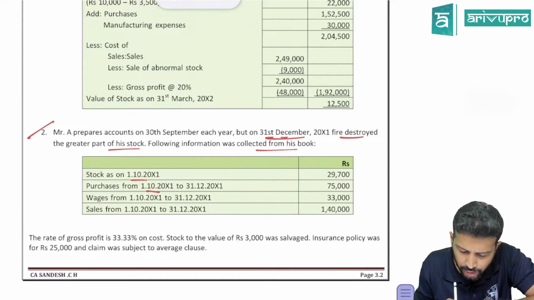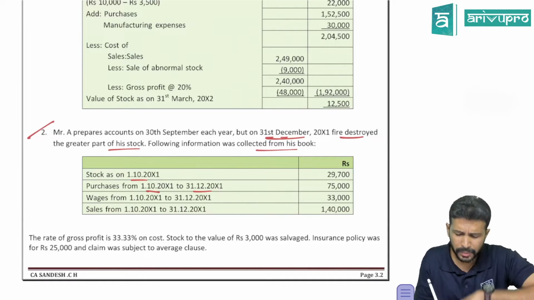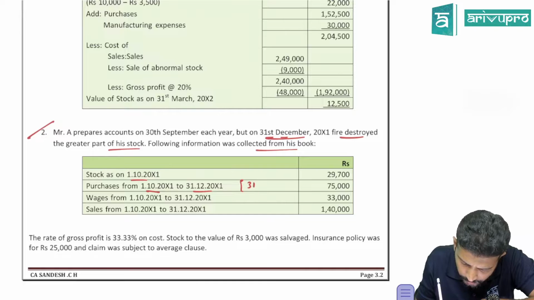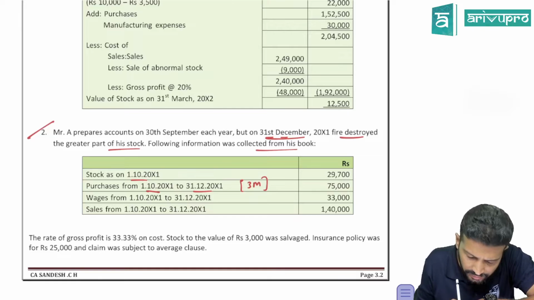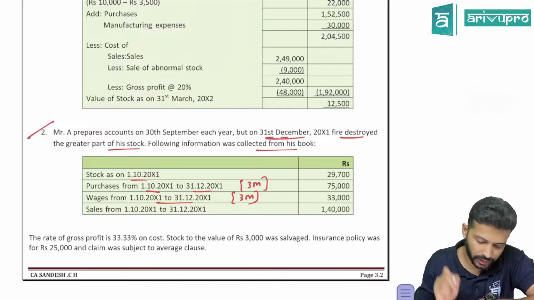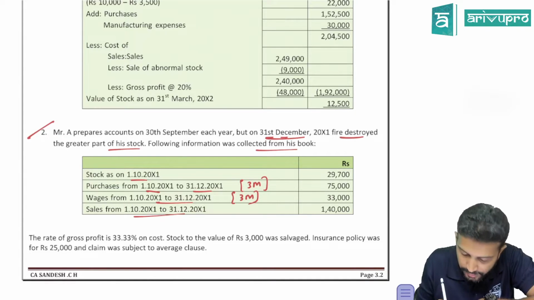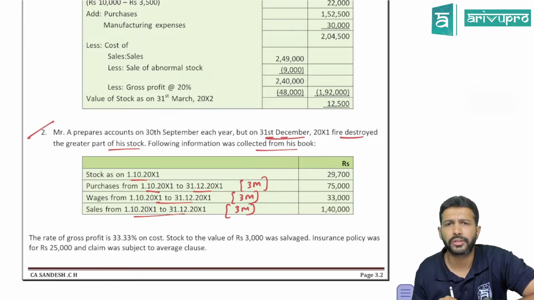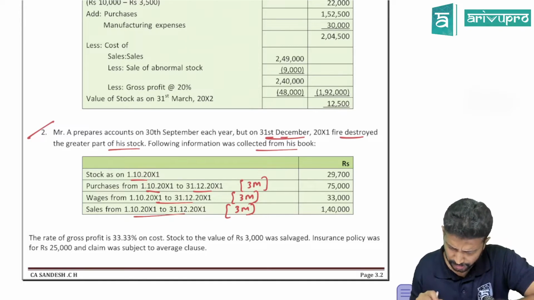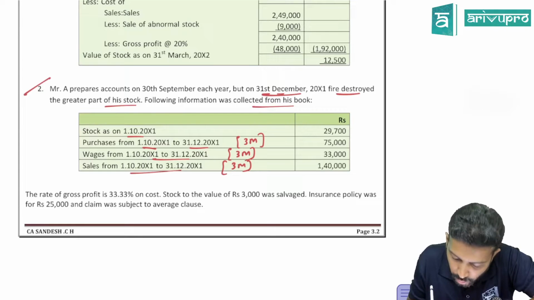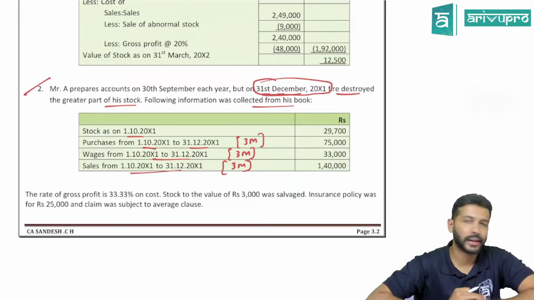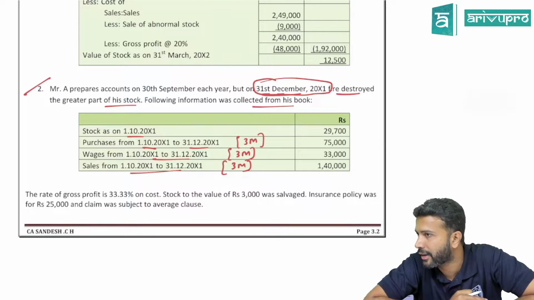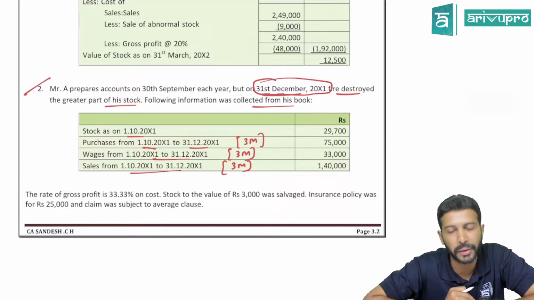29,700. Purchases from October to December. So how many months of purchases have they given? October, November, December. 3 months of purchases. Then they have given wages from October to December. That means this data is also for 3 months. Sales also for the same period. That means this is also for 3 months. Why have they given October to December? We don't know. Let it be. But we know when the fire occurred: 31st December 20x1. Underline that. That is your date of fire. That is an important pointer or data that we need to keep in mind.